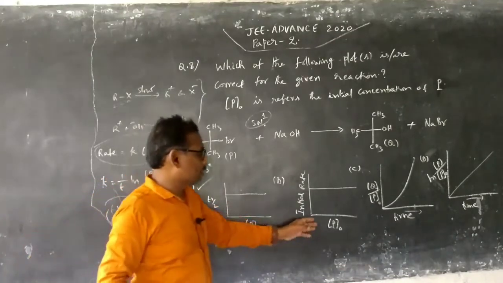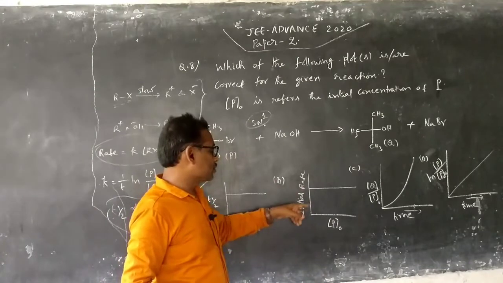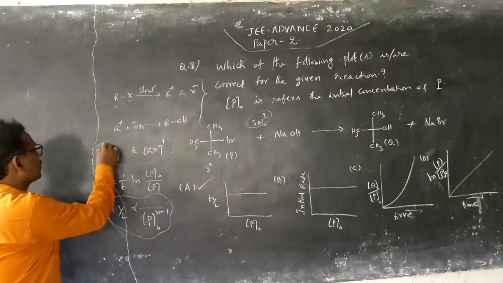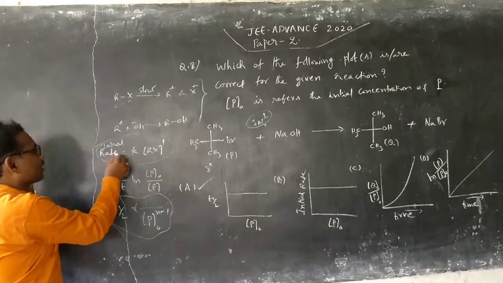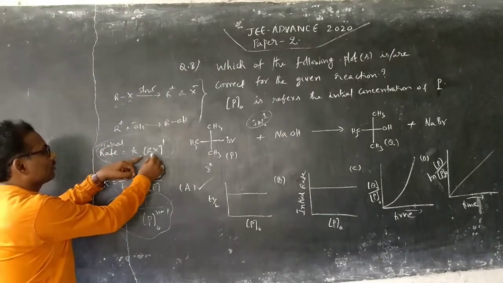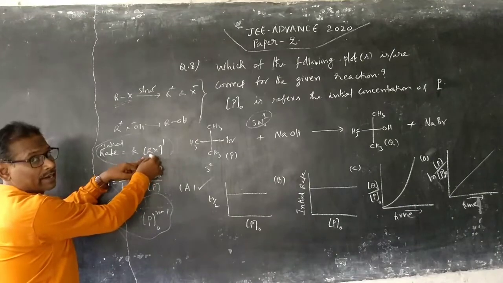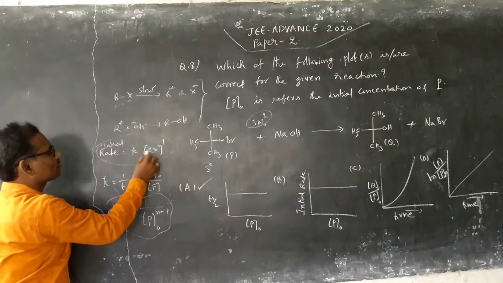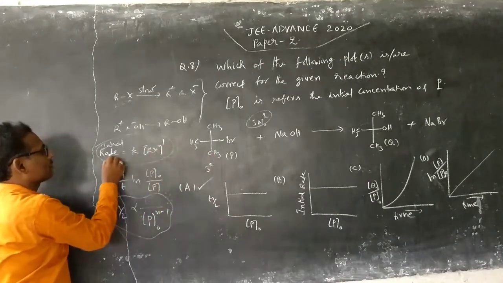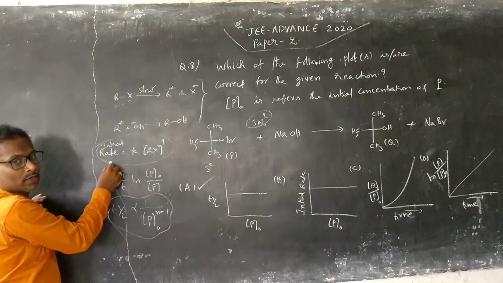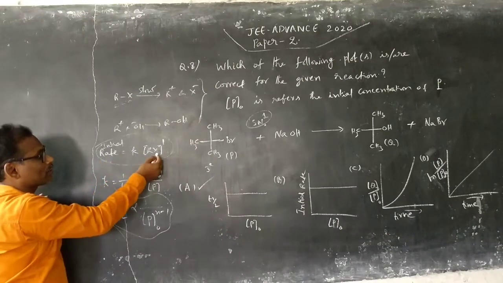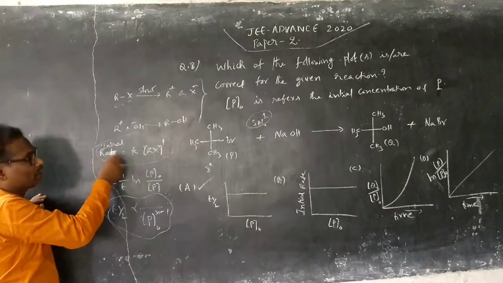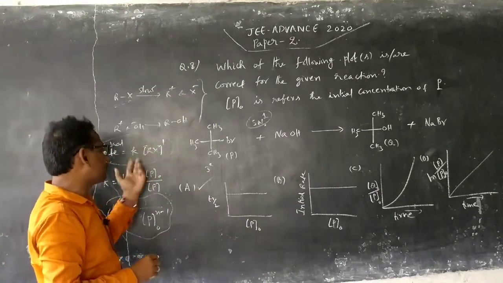Once again, a plot is given of initial rate versus initial concentration. Initial rate is equal to rate constant times initial concentration of the reactant RX to the power 1. That indicates that if you increase the concentration of the reactant, the rate also increases. The rate is directly proportional to the concentration of the reactant, so it indicates a proportionality.